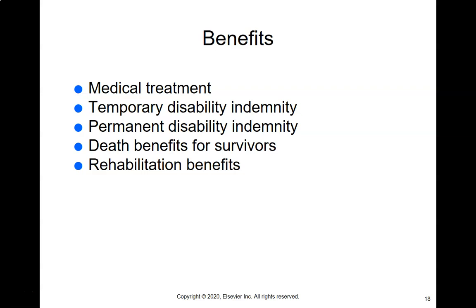The payment amount depends on how much the individual earned before the injury or illness, and is typically capped at 2/3 of their wages. Death benefit for survivors. This consists of cash payments to dependents of employees who are fatally injured. A burial allowance is also given in some states. The rehabilitation benefits can be medical or vocational for disabilities.